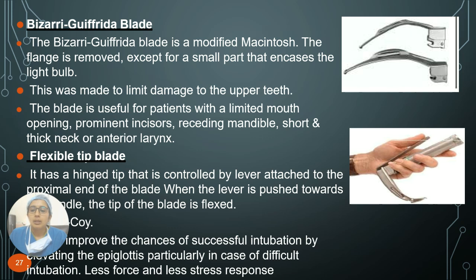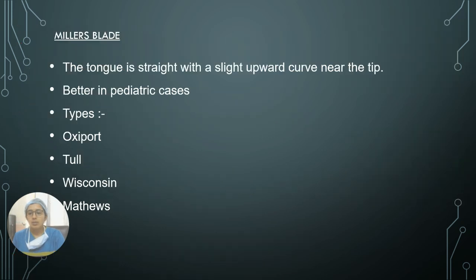The other blades: Bizarre Gifford blade, flexible tip blade, or the McCoy blades. These newer blades help in better visualization of the larynx and help in difficult airway situations. This blade, the tongue is straight with a slight upward curve near the tip. It is used in pediatric cases. It also has other types like Oxyport, Miller's blade, Tull, Wisconsin, and Matthews.